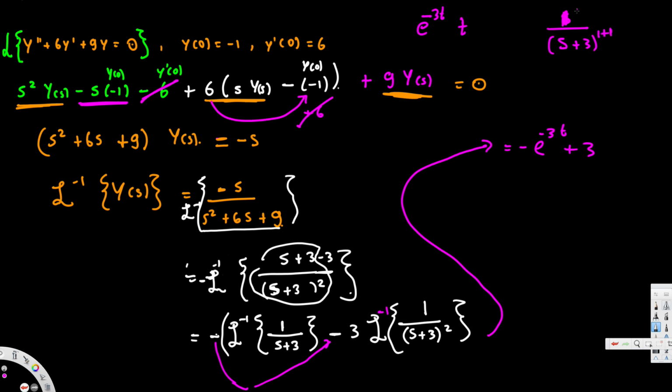Because we have to have 1 factorial and 1 right here in order to have t power 1. So this whole thing is e power negative 3t times t power 1. So 3 multiplied by e power negative 3t t. That's the final Laplace inverse. And if we write this in a better way, y of t is basically equivalent to negative e power negative 3t plus 3t e power negative 3t.